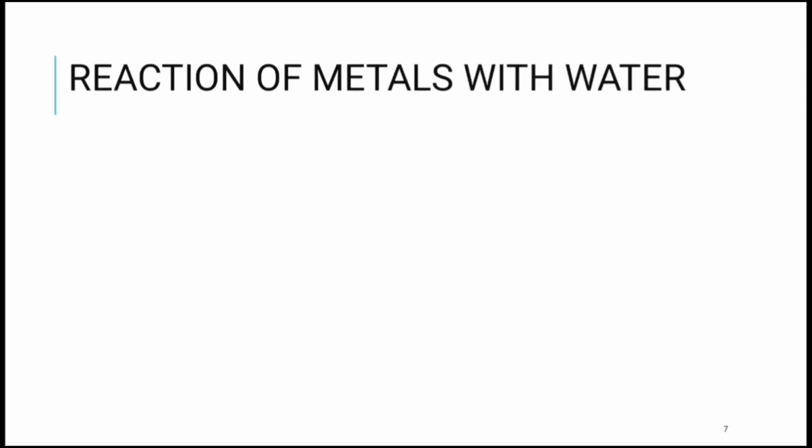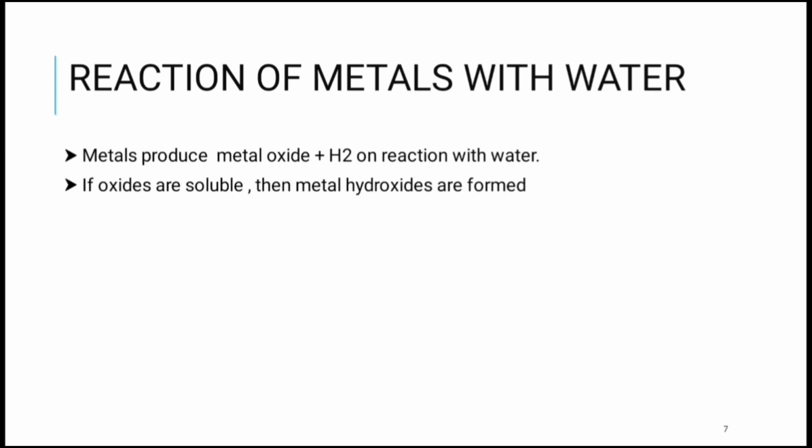Reactions of metals with water. Metals produce metal oxide plus hydrogen on reaction with water. When metal and water meet, it produces metal oxide plus hydrogen. If these metal oxides are soluble, they form metal hydroxide. When metal oxides are soluble in water, they form alkali.